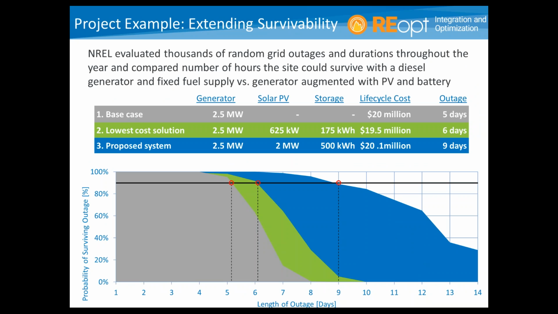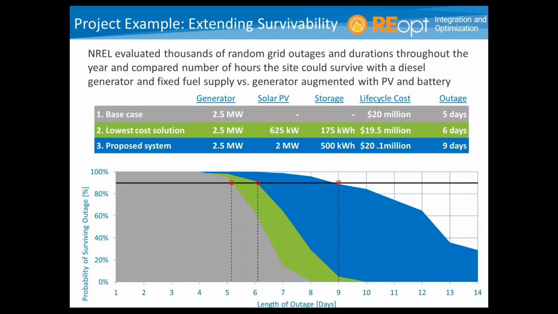And then one final project example. This is an example of resiliency analysis, where we look at how renewable energy can be used to extend survivability. This is, again, a case study that we did in Southern California. This site had 2.5 megawatts of existing backup diesel generation and about 4,500 gallons of diesel fuel on site.